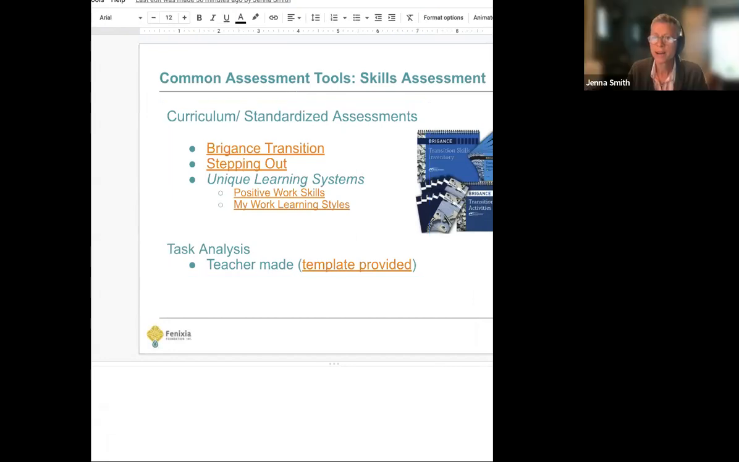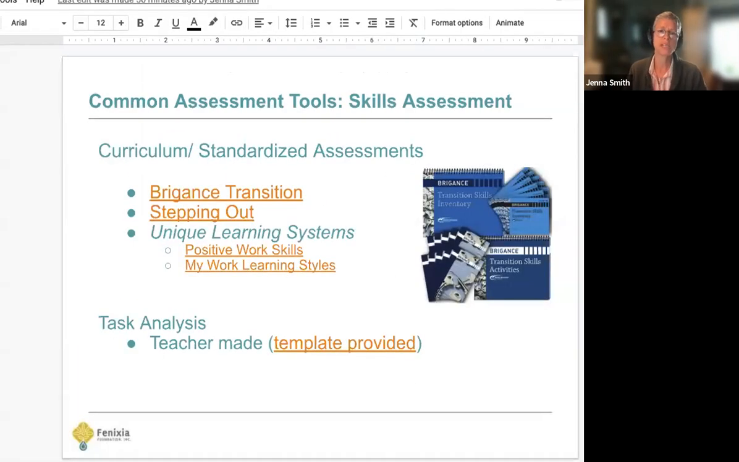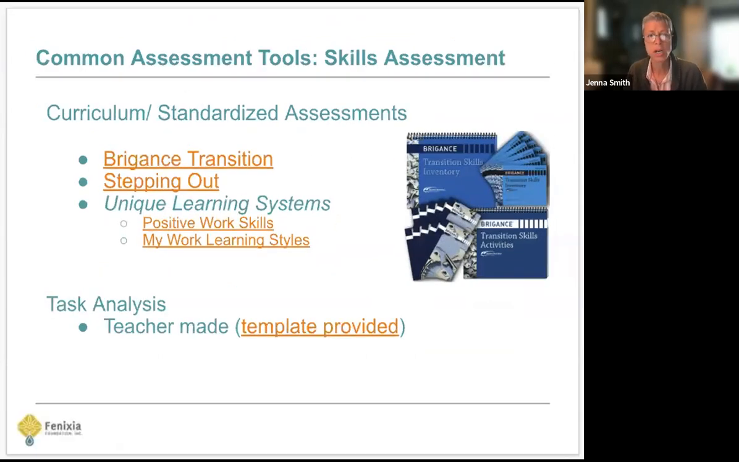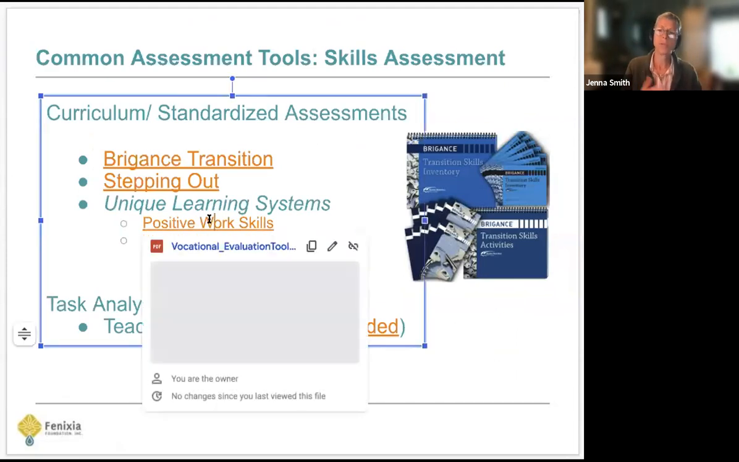Yeah, so the Unique Learning System is a set of curriculum and also assessments that is available online, which has been really helpful for people during distance learning, but it's also a great resource when you're in person. Again, this is a curriculum and assessment that you would pay for, but we wanted to give you an idea.